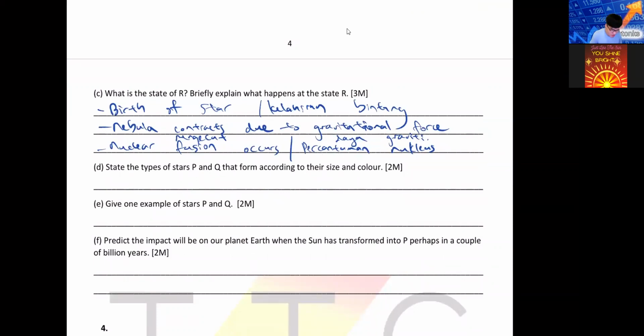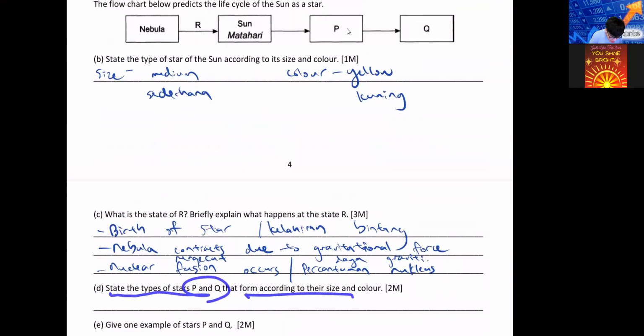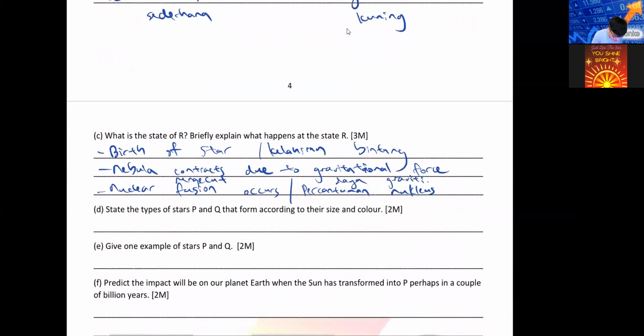Yay. Okay, so D. State the type of stars P and Q that form according to the size and color. So what are P and Q? This is when they start to die. When they start to die, P is going to be a red giant, raksasa merah. And Q is going to be a white dwarf, kerdil putih. Our sun just dies without an explosion. It's just going to be chill. Our sun is very chill and there's no drama.